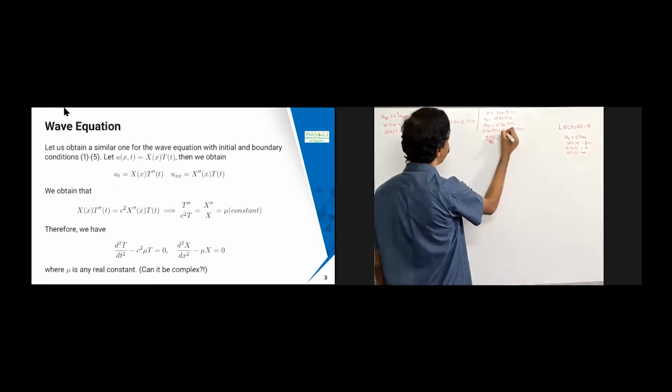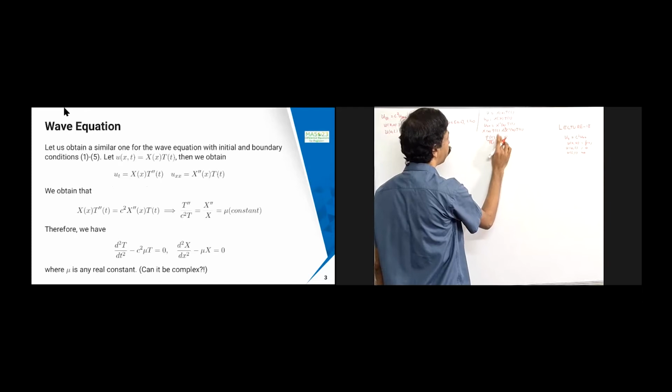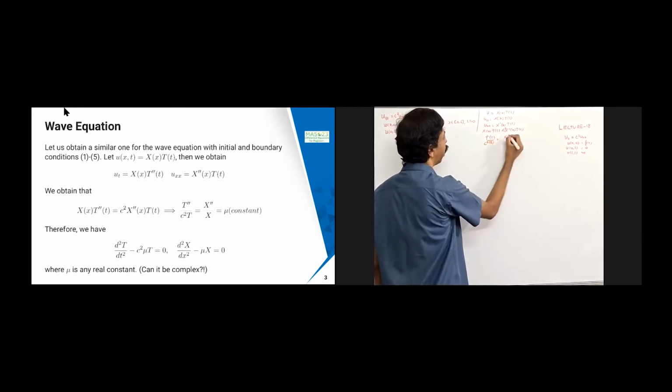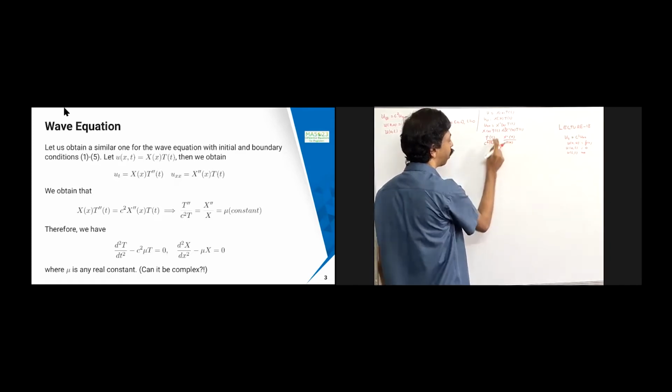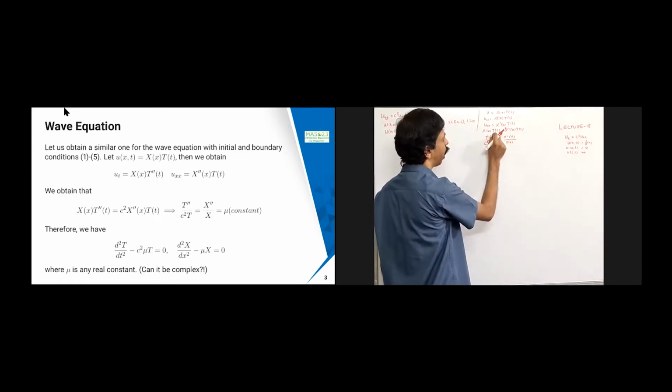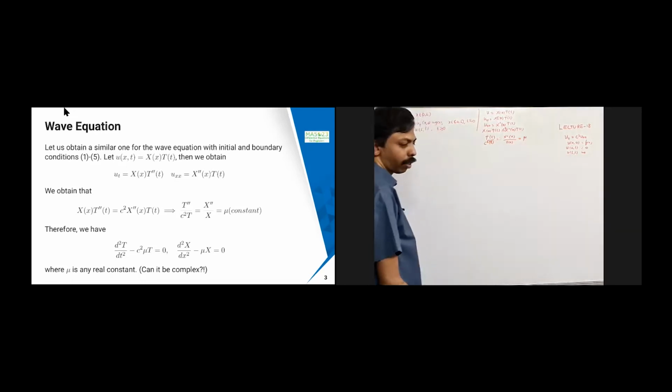So here I have c square, which I had missed, so I'm going to put the c square over here, into X double dash of x divided by X of x. Once again, as we did in the last class, this side is completely t, a T variable, and this side is completely x. Therefore, you are going to get a constant, nu, only.